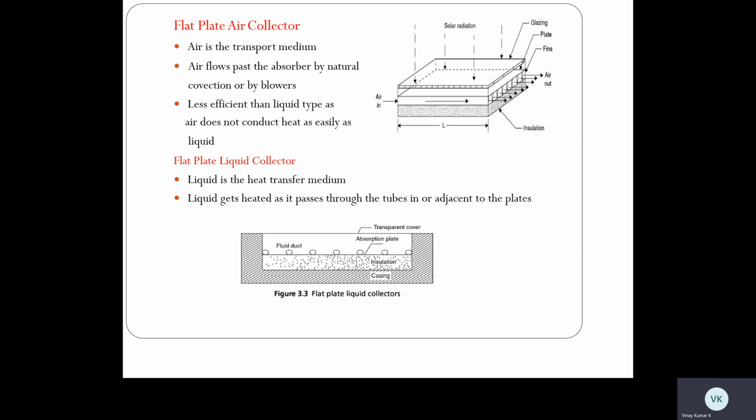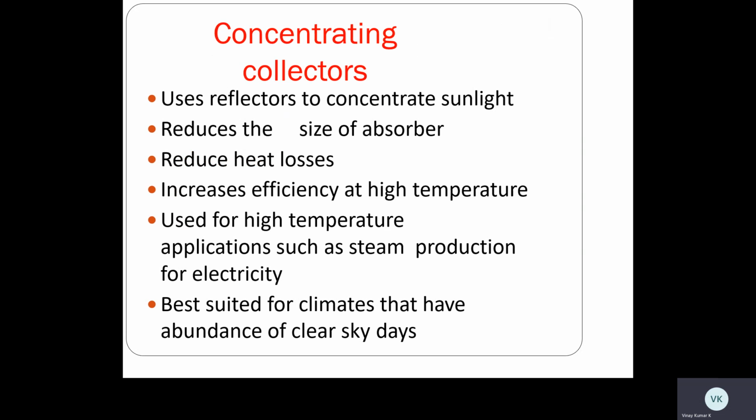Then what are the different types of concentrating collectors? These concentrating collectors use reflectors to concentrate the sunlight. The main purpose of these collectors is that, whatever solar radiation is falling on the glazing transparent medium, they use reflectors to concentrate the sunlight, and these concentrating collectors reduce the size of the absorber.